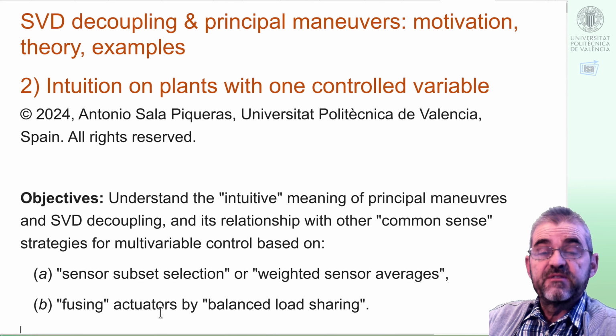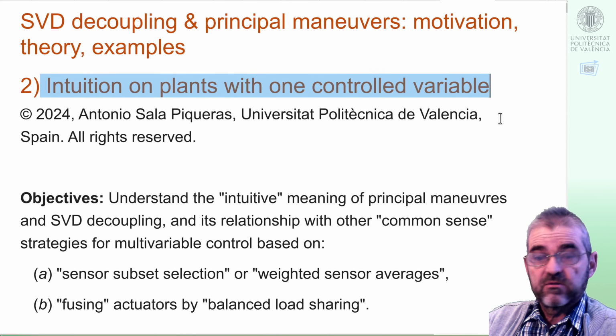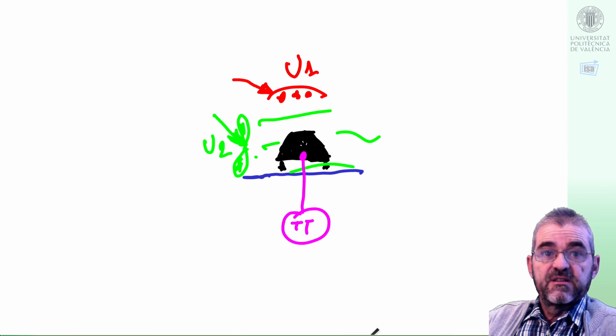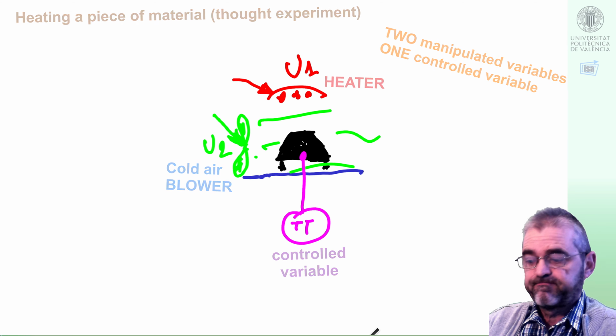Well, so the objective of this video is understanding that intuition on plants with one controlled variable, for instance this one in which I have a heater in red, a resistor let's say, and a blower blowing cold air in green, and I just have one temperature as controlled variable. Of course, common sense can dictate us what to do here, we'll discuss it later, but our goal is relating that common sense ideas with the singular value decomposition.